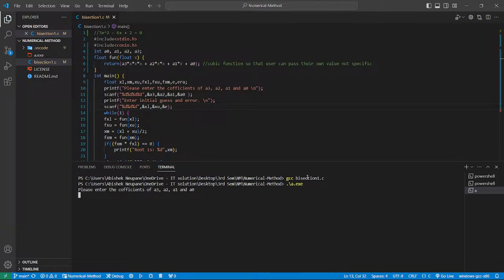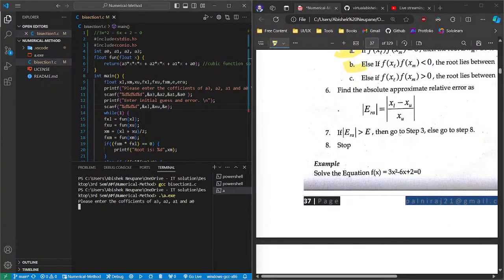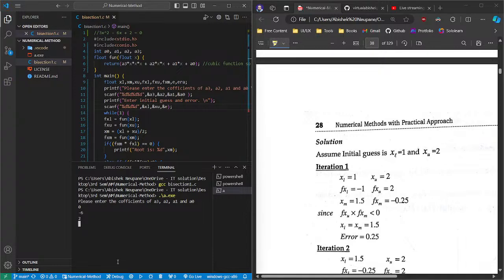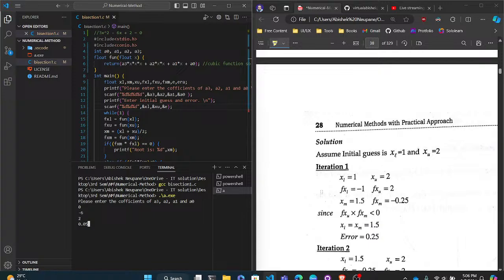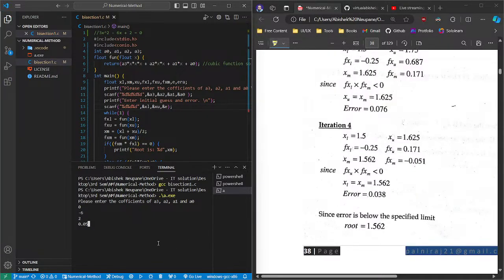Okay. So in our question, what is our coefficient? We didn't have a cubic term, so we just have x squared. Let's just put 0 first. Second is -6. Third is 2. Our error is missing. I guess our error is 0.05. Yeah, let's be sure. Yes, our error is 0.05. So let's enter the initial guess.